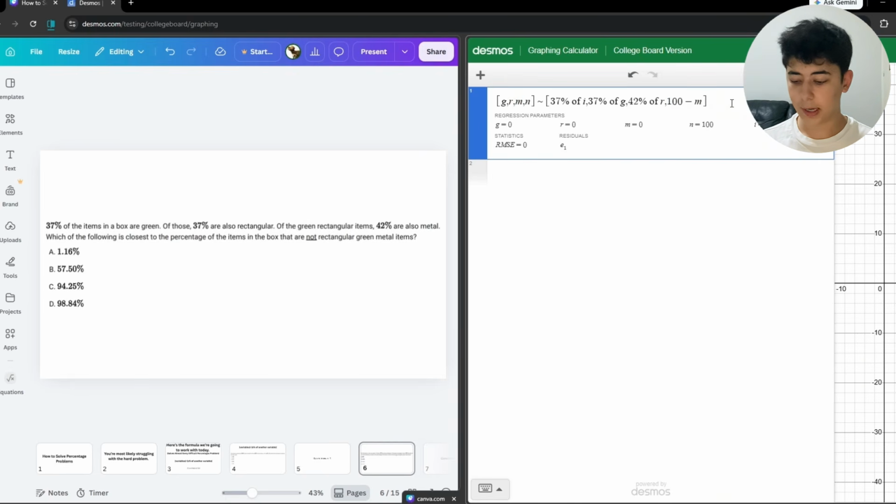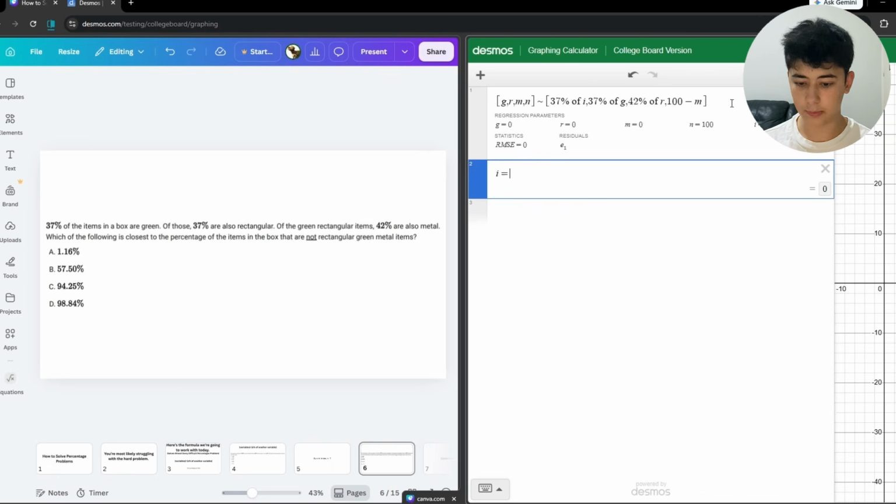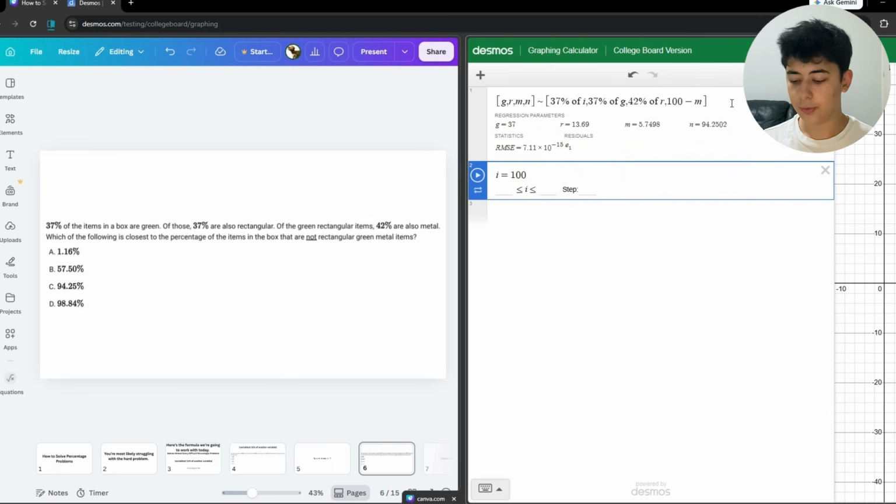So for this problem, we're going to have to assign a value to I. And to do this, you're going to write on a new line, I is equal to 100. So you're going to give it the value of 100 to represent 100%, or the total set of items in this case, which is I is equal to 100%.